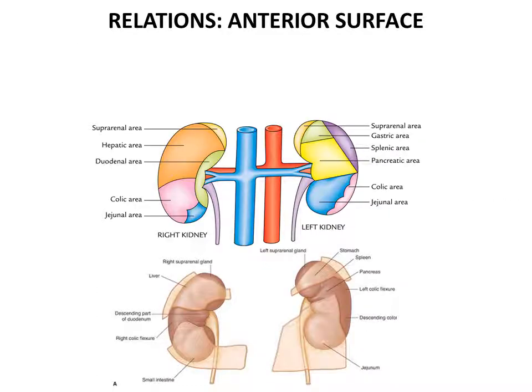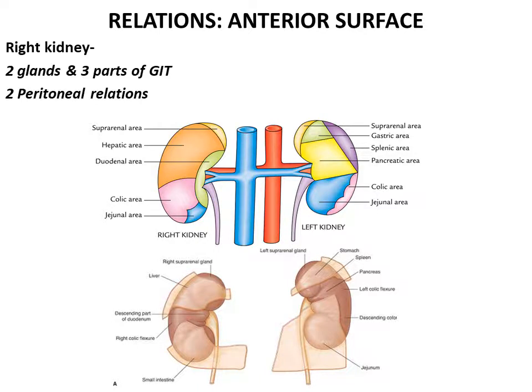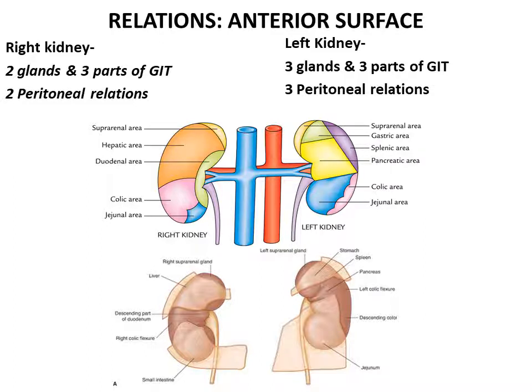To summarize the anterior relations, on the right side 2-3-2, 2 glands, that is the liver and the suprarenal gland, 3 parts of GIT, duodenum, colon and jejunum. Out of these, 2 are peritoneal relations, that is the hepatic and the jejunal areas. On the left side, it is 3-3-3, 3 glands, that is suprarenal, spleen and pancreas, 3 parts of GIT, stomach, colon and jejunum, and 3 areas have a peritoneal relation: gastric separated by lesser sac and splenic and jejunal separated by the greater sac.